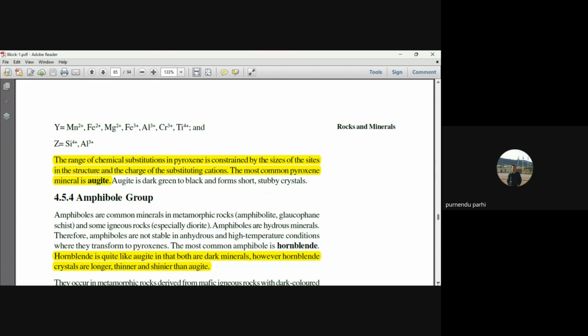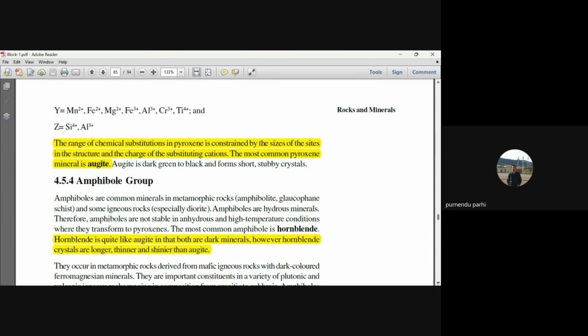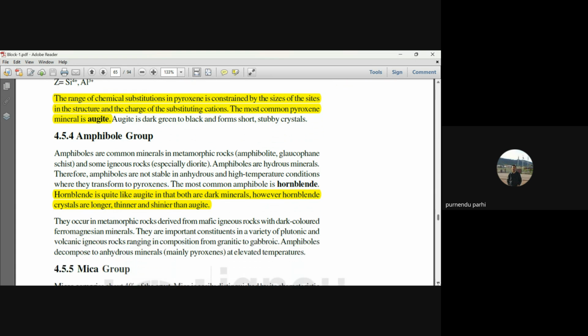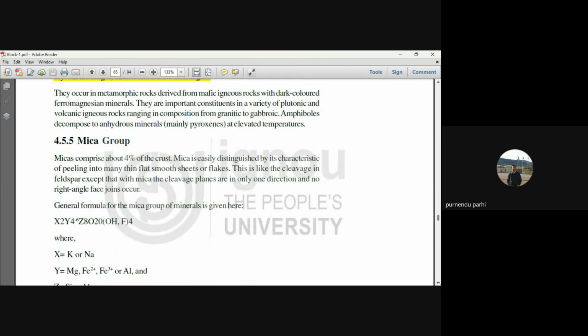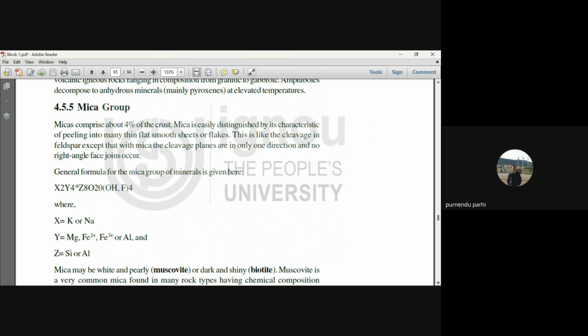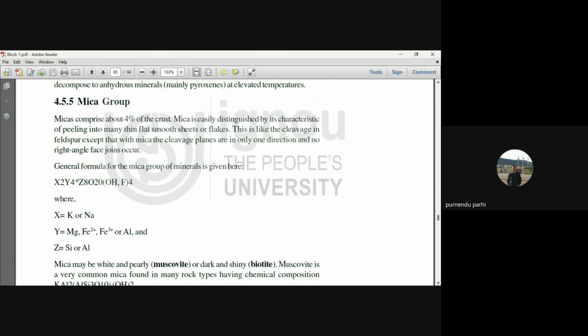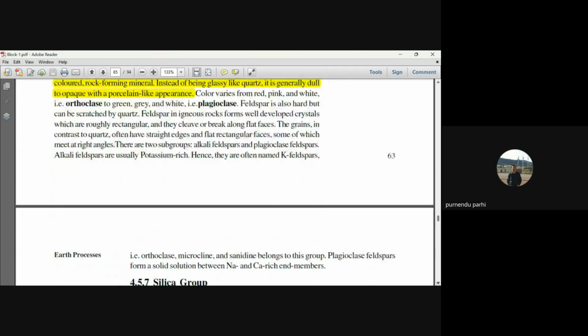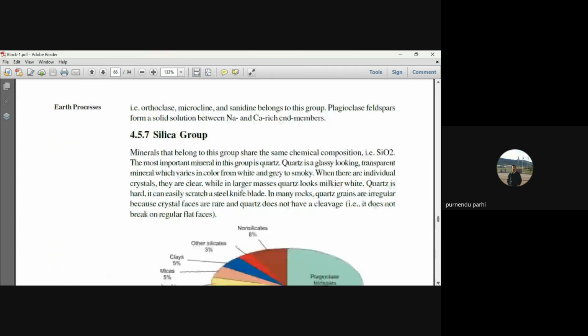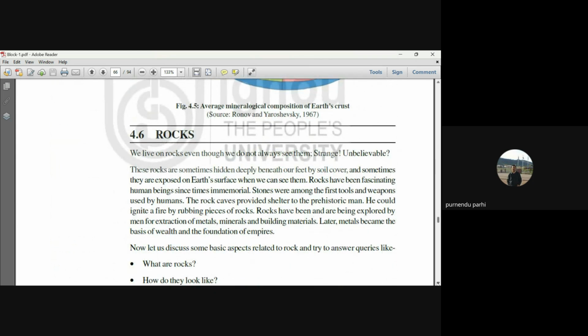Then the amphibole group. The most common amphibole is hornblende. Hornblende is quite like augite in that both are dark minerals. However, hornblende crystals are longer, thinner, and shinier than augite. Then the mica group. It also has a general formula, XY2-3Z4O10, or something like X2Y4Z8O20. Then the feldspar group. Then the silica group. There are different groups depending on the structure.